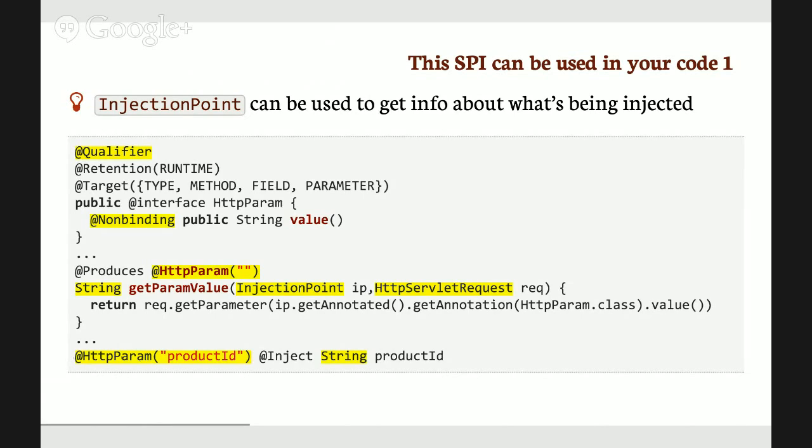So I can ask here to inject the HTTP param productId in this productId string. So it will use this producer, the producer will access the qualifier here. It will see that we asked for productId, and will ask the request to give the parameter productId.